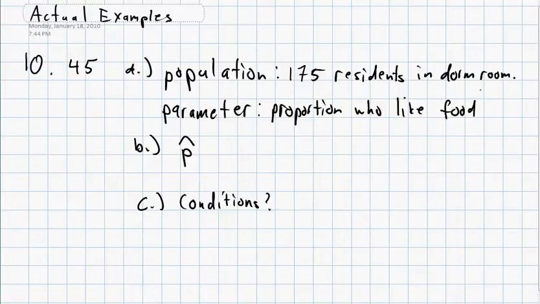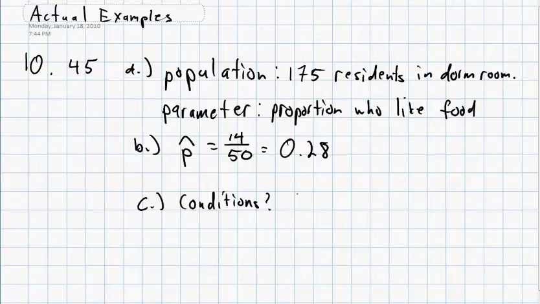Part B wants us to find p hat, the sample proportion that's going to give us a good idea of the true proportion. Well, obviously we did our sample of 50 people, and we found that 14 of those 50 like the dorm food. So really all we have to do is just do 14 divided by 50, and that gives us a sample proportion of 0.28. Okay, so that's B. C, they want us to check the conditions.